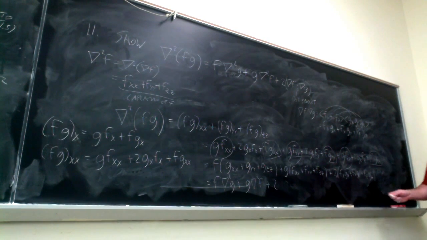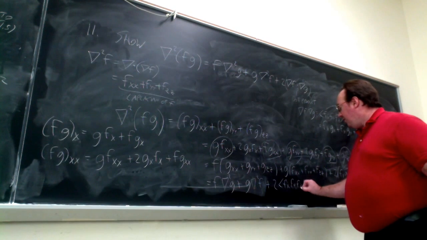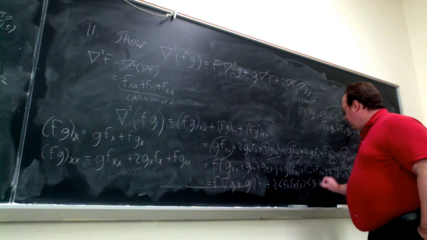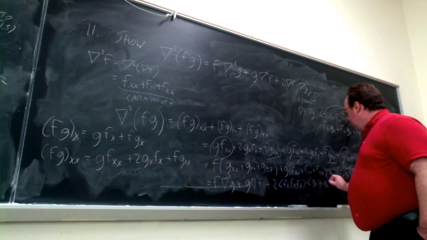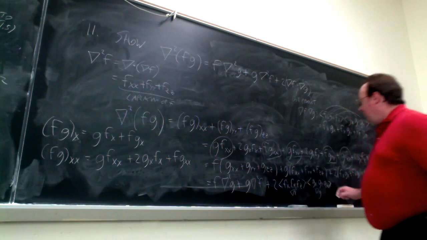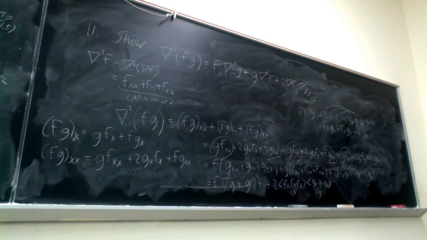And what do we have here? This you can recognize as a dot product. You have certain things multiplied together and then all of them added up. So this is the dot product of Fx, Fy, Fz with Gx, Gy, Gz. But that is the gradient of F, and this is the gradient of G. So they're being dotted together, and that completes the right-hand side.